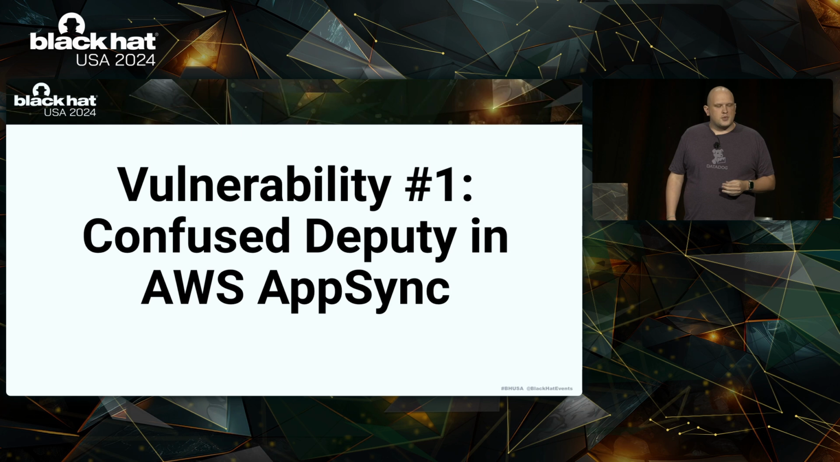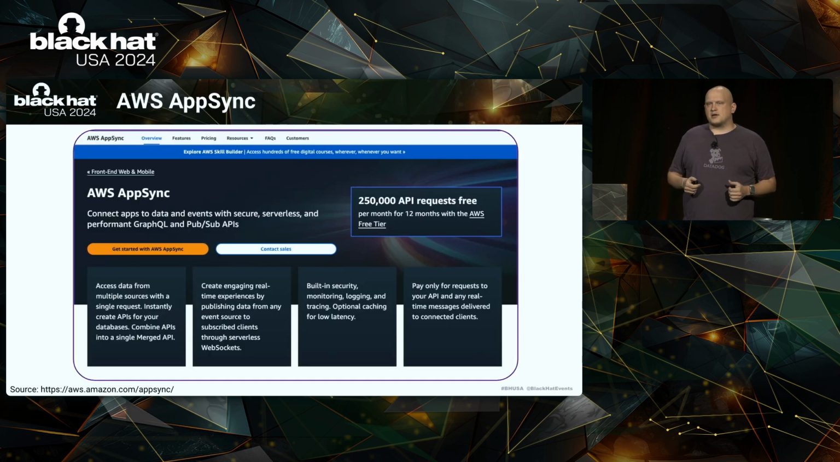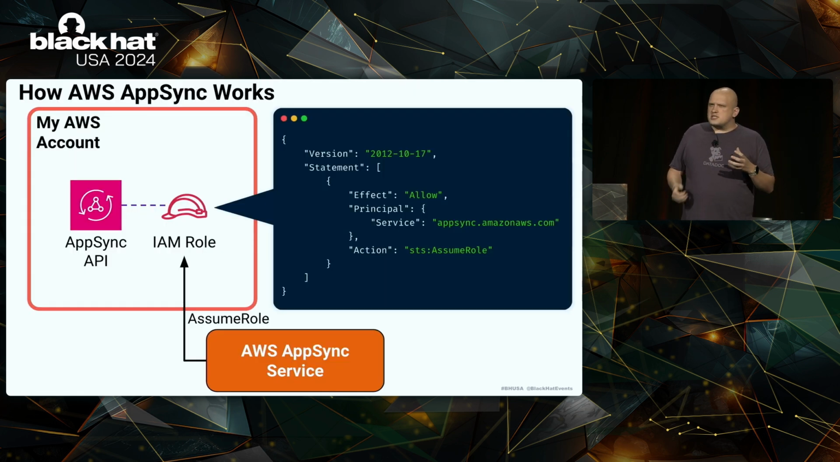And so the first vulnerability we're going to be covering today is a confused deputy vulnerability in AWS AppSync. If you're not familiar with AppSync, AppSync is a managed GraphQL service offered by AWS. It allows you to quickly and easily build GraphQL APIs. The way that it works is very similar to what I described with Lambda. You first create an AppSync API in your account, you configure it, set your schema, and so on.